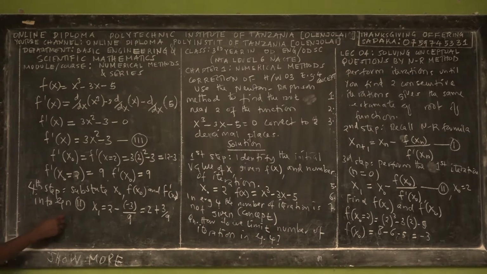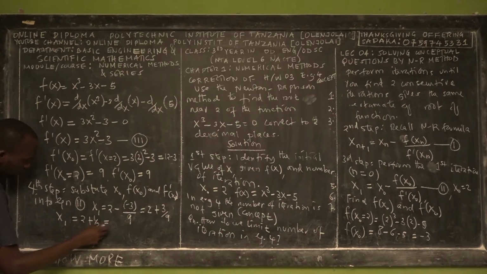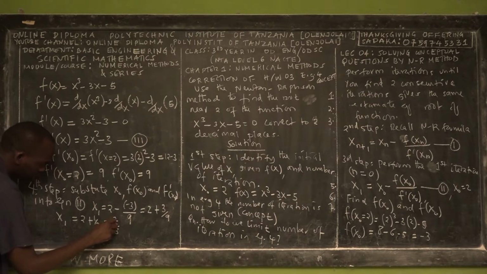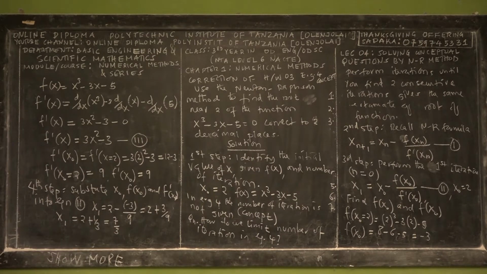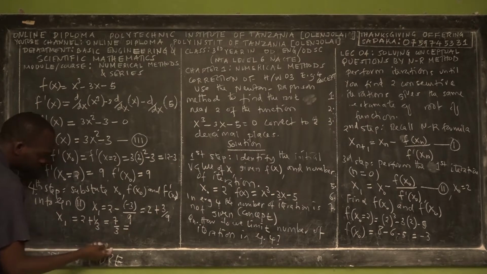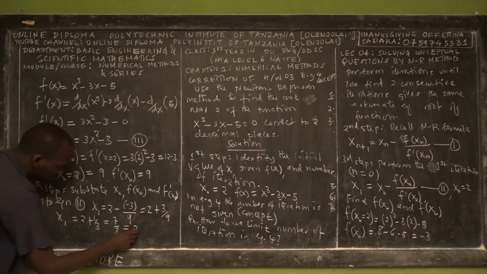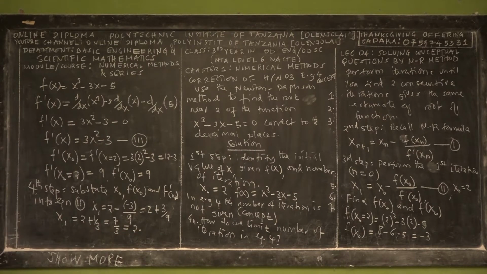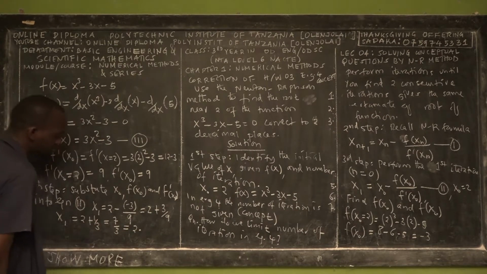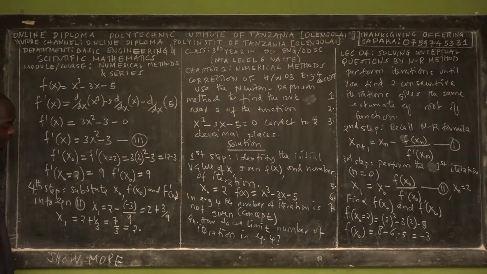So x1 is 2 plus 1 over 3. If you add, you get 7 over 3, which is 2 and 1 over 3. You can put it in decimal places, or you can just leave the response there. If you divide 7 by 3, you get 2, then 7 minus 6 is 1, and we add 0, making it 10.